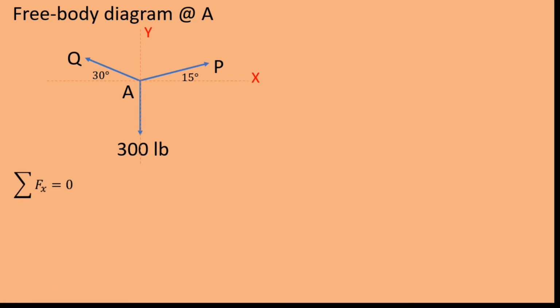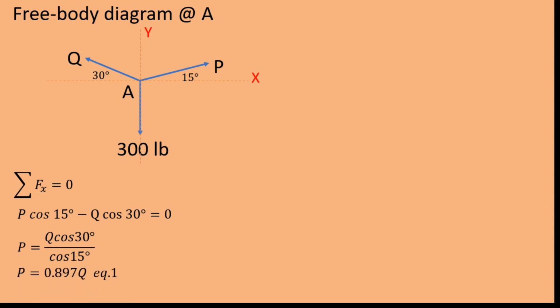So for the summation of forces X, that should be 0 since we are in equilibrium. So P cosine 15 degrees, which is going right, so we have to subtract the one which is going left, which is Q cosine 30 degrees. That should be equal to 0. So by solving, we have P is equal to Q cosine 30 degrees over cosine 15 degrees. So P is equal to 0.897 Q. That will be our equation 1.